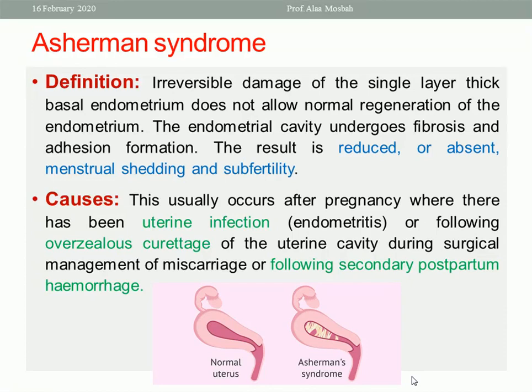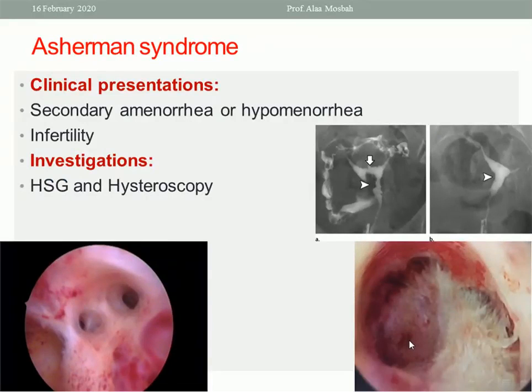This usually occurs after pregnancy, where there have been uterine infection or following overzealous curettage of the uterine cavity during surgical management of miscarriage, or following secondary postpartum hemorrhage. As you see in the picture, these are the intrauterine adhesions, what's called Asherman syndrome. The clinical presentation includes secondary amenorrhea or hypomenorrhea and inability to conceive.